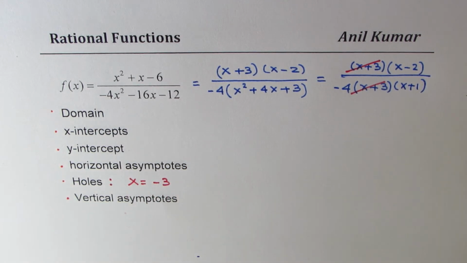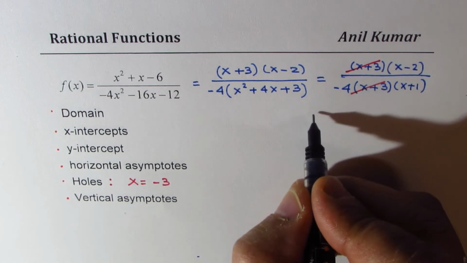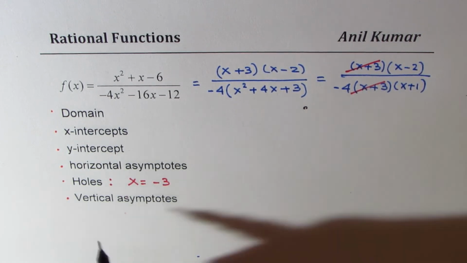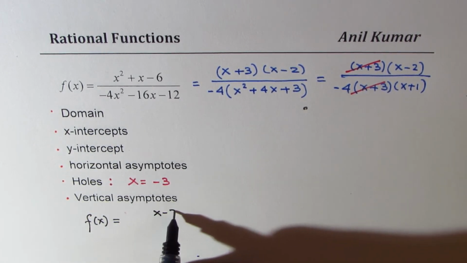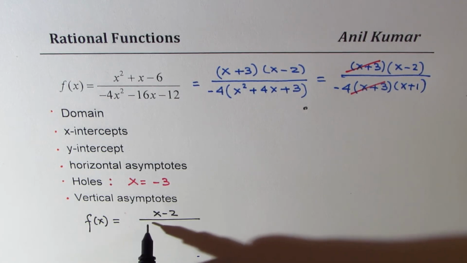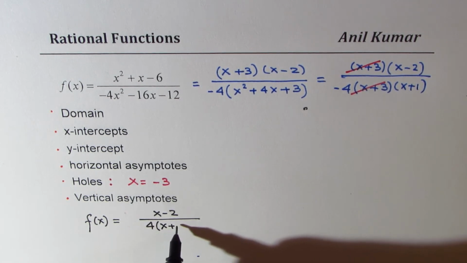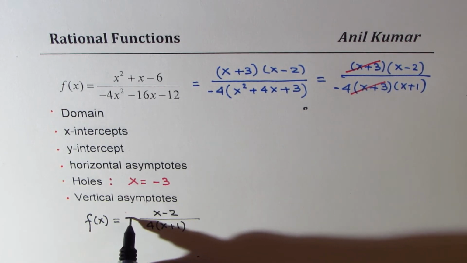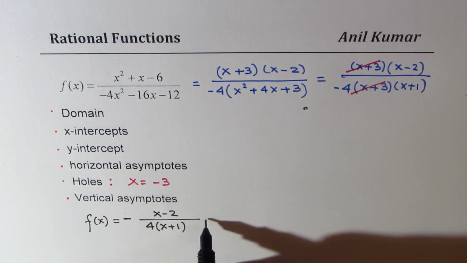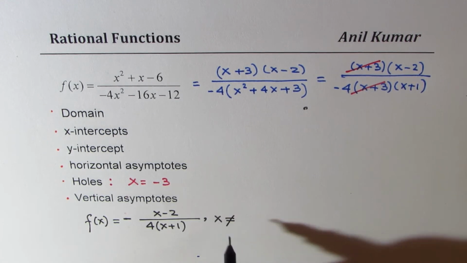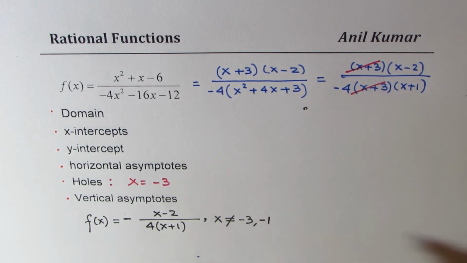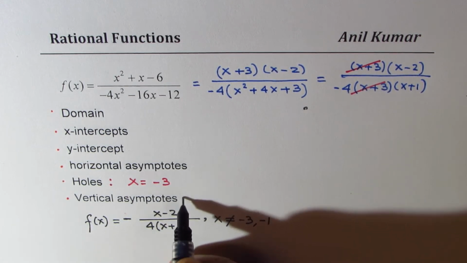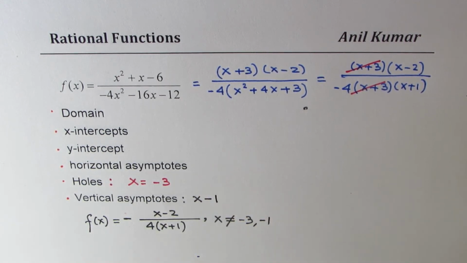Correct? Now it is important to find this point itself. So we could actually write this function as f of x equals (x minus 2) over 4 times (x plus 1), with a minus sign in front, where x is not equal to what we cancelled, which is minus 3. What exists here is minus 1, so this minus 1 leads to a vertical asymptote. So we could write this as x equals minus 1.